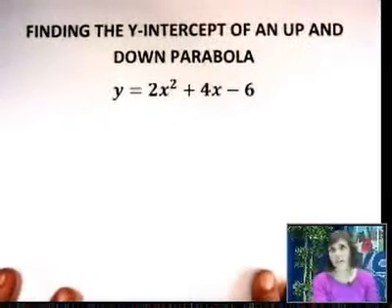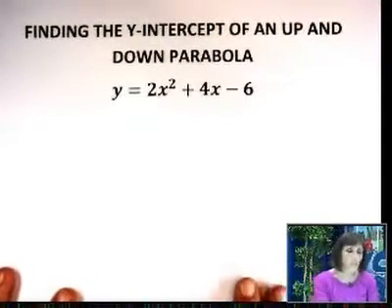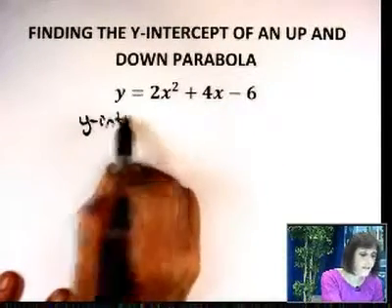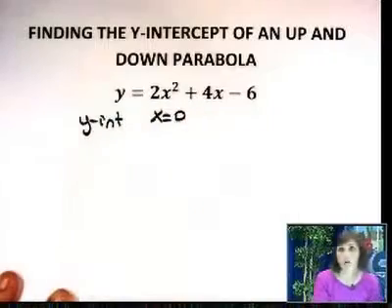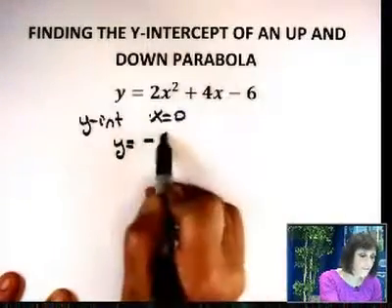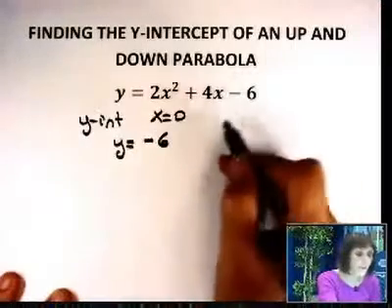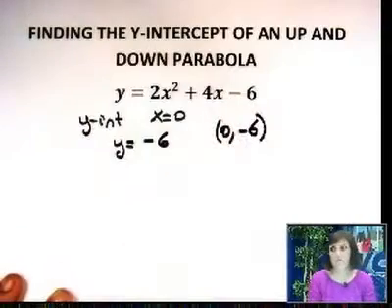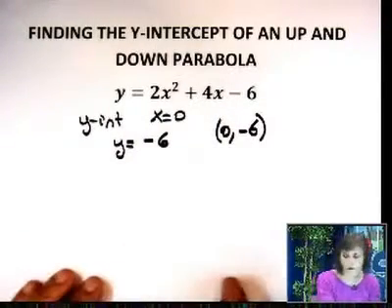Okay, how do I find the y-intercept of an up and down parabola? All you have to remember is that the y-intercept is when x is 0. Put 0 in there. y equals 0, 0, you have negative 6. And I had x equals 0. What is the y-intercept? It's (0, -6). Very quick.